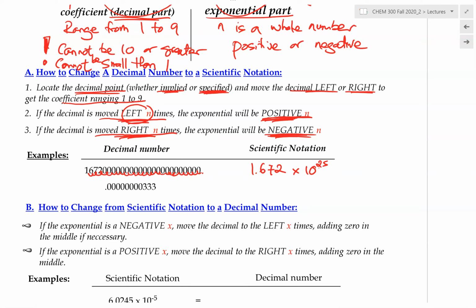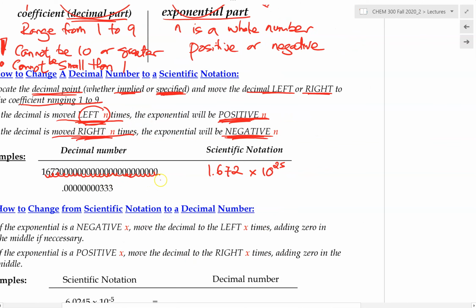Now you would notice the following. When we convert this value into scientific notation, we are not carrying these 0s over. The reason why we do this is because these 0s are not significant. And that is a topic that we'll discuss later.